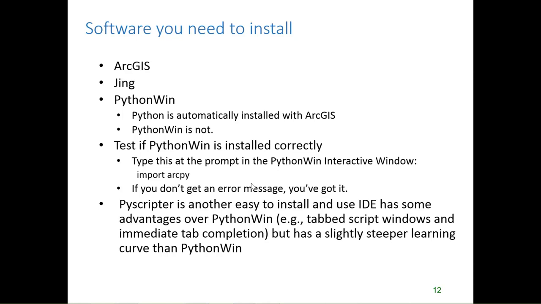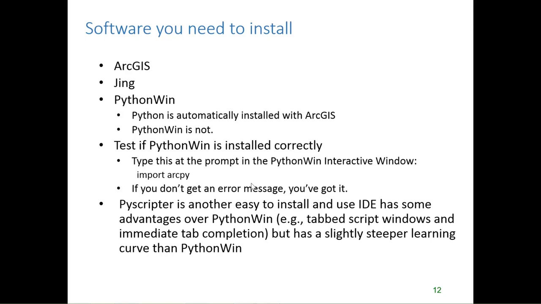Jing is useful for taking screenshots and recording videos to illustrate forum questions. You can also use it to record your final project videos. Be sure, by the way, to find a microphone so that you're not scrambling for that at the end of the semester, because you'll need to have audio on your videos.